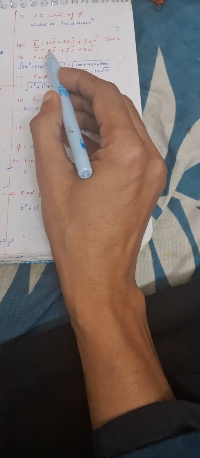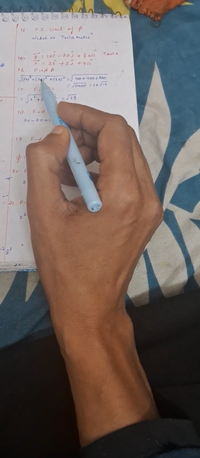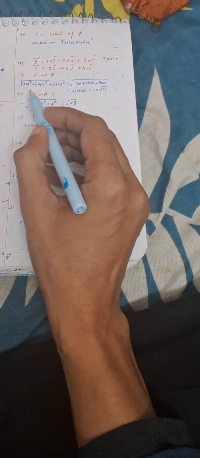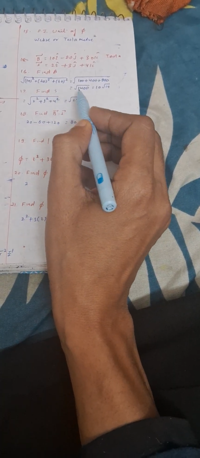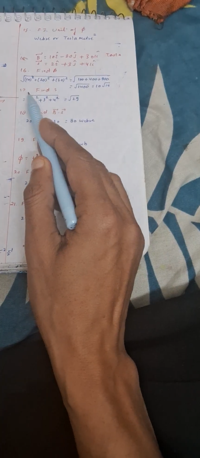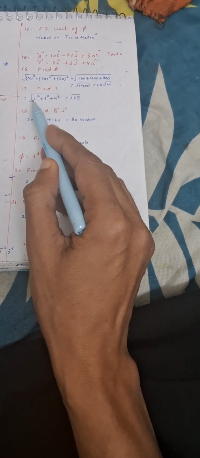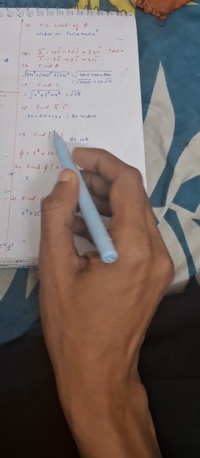Next, the magnetic field is 10i minus 20j plus 30k and the area vector is 2i plus 3j plus 4k. We need to find the magnitude of the magnetic field. That is root under 10 square plus 20 square plus 30 square, and after solving we get 10 root 14. Next, find the magnitude of the area vector. That will be root under 2 square plus 3 square plus 4 square, which is root 29.